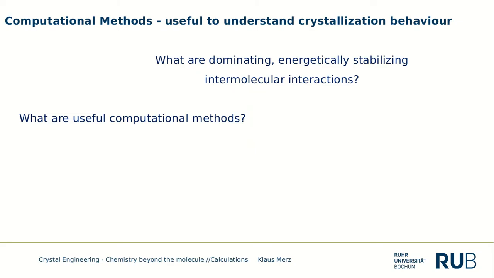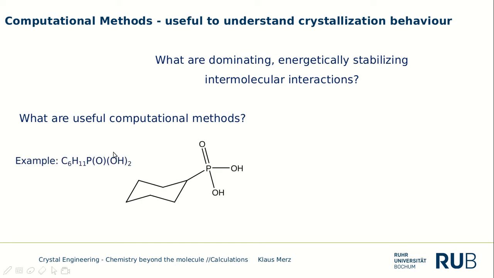Well, the question for us is: what are the dominating, stabilizing, energetic intermolecular interactions? So it's not the question which kind of intermolecular interactions are present. The question is which are the dominating, stabilizing interactions. Well, this is our question. And the next question directly is, how can we calculate it? Let's have a look here.